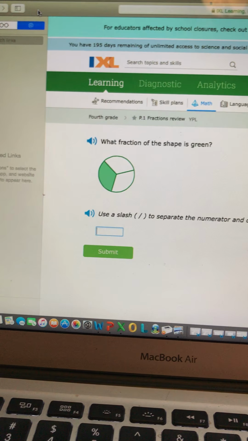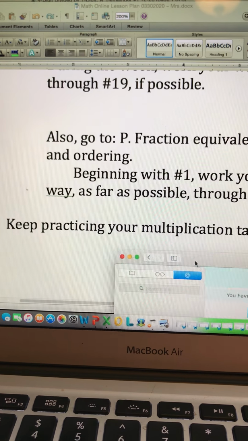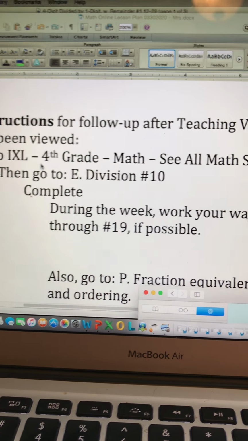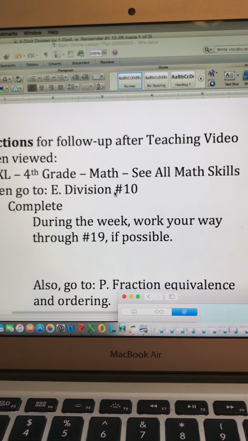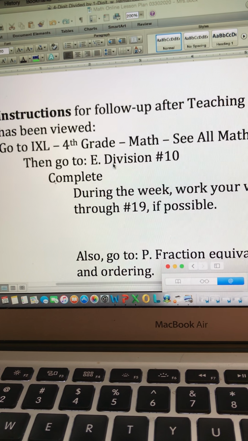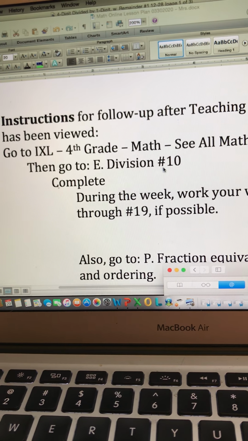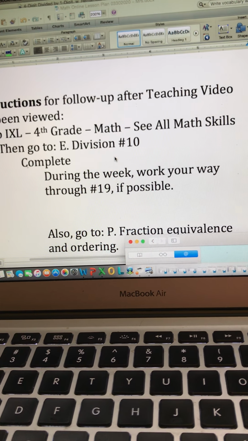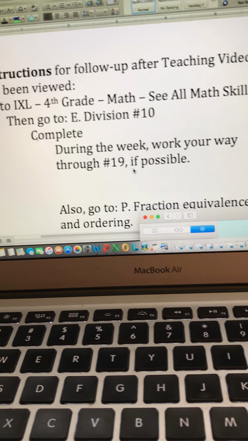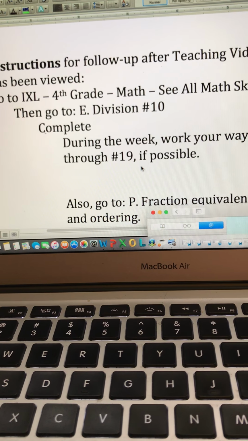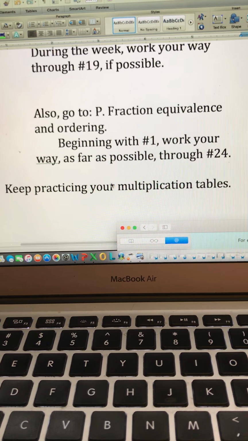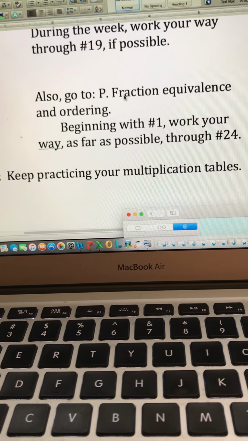So again, you will be working in iExcel. Here's your iExcel instructions. Go to iExcel, 4th grade math. See all math skills. That's what you click on the side. Then you go to division. That is section E, number 10. And you complete during the week as much of that as you can, 10 through 19. Some of you, it might not take any time to do. Some of you may have to work your way through it a little slower, but that's okay. We are learning at different paces, and just as long as we get it, that's what counts.